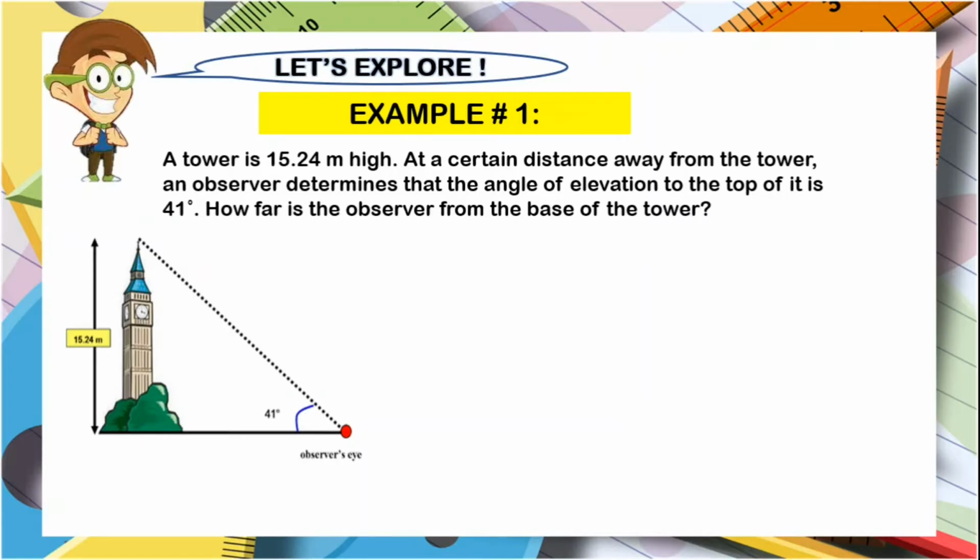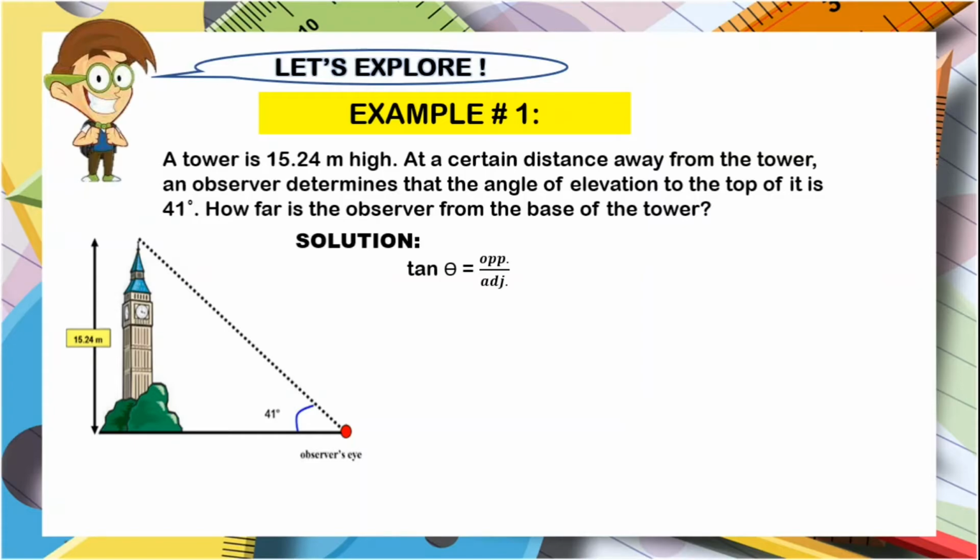To be able to answer the given problem, let us first determine what sides of the triangle shown in the picture are part of the problem. As you can see, the sides that are part of the problem are the opposite side and the adjacent side. Therefore, we use the tangent ratio to solve the given problem. Remember that in the tangent ratio, the opposite side is divided by the adjacent side.